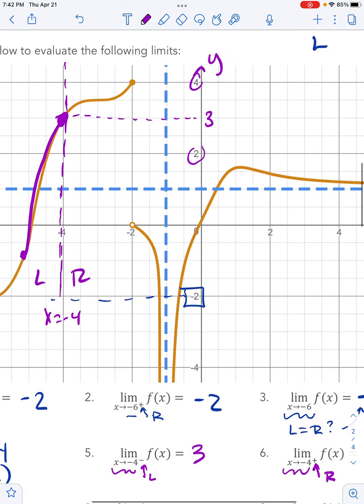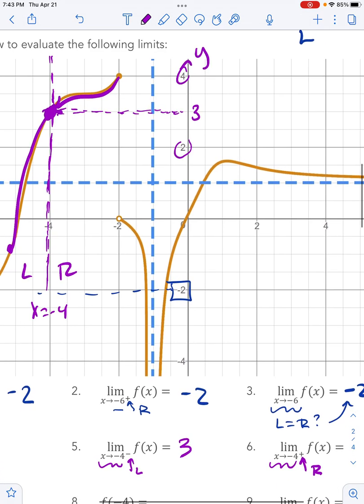If I do what number 6 tells me to do and go to the right of this line we created at -4, I'll be on this piece of graph. And as I approach that -4 line, I also approach this same y value, which is still going to be a 3.